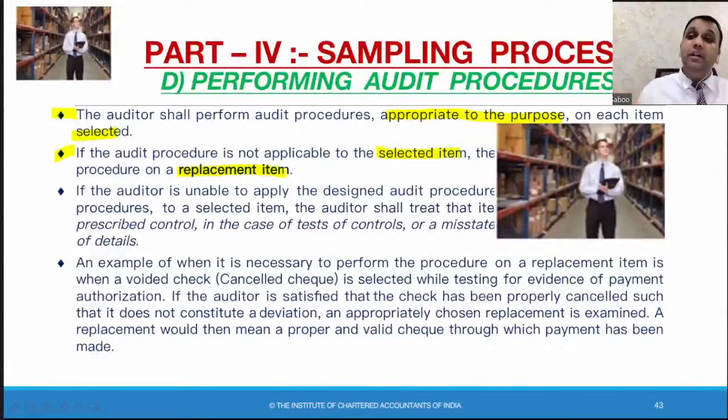So if you are not able, item is what? Your strata in the sample. So the strata in the sample, now you have developed a sample from the stratum. Now you'll work upon each and every item of the sample. If you are not able to apply a particular procedure on the selected item, look for another item, another element in that particular sample. If he is not able to apply any of the procedures to a selected item, the auditor shall treat it as out of prescribed control.